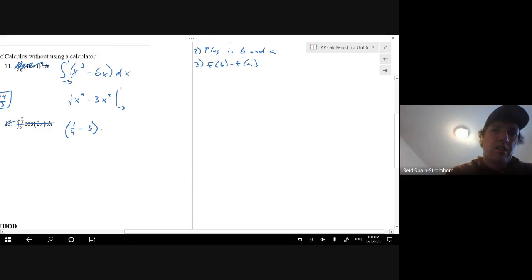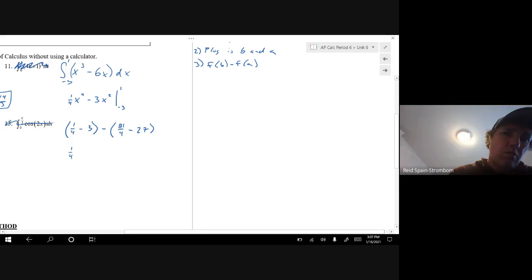And now we're going to go ahead and subtract, and we're going to plug in 3. 3 to the 4th is 81, so we have 81/4. And then we have 9 times 3 gives us 27, so minus 27. Okay. Let's go ahead and distribute that negative in there. So we end up with 1/4.